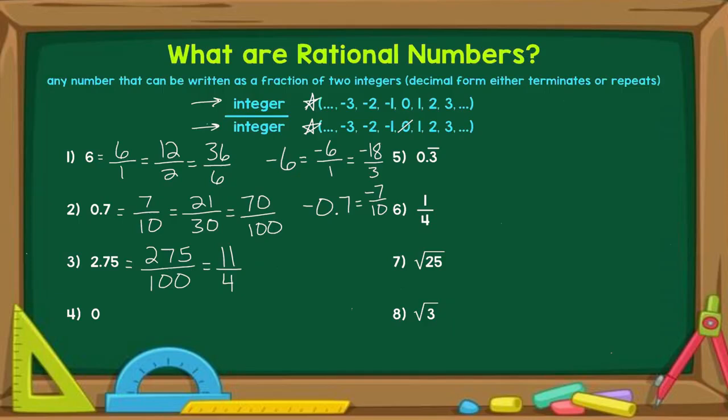Now, just like numbers 1 and 2, negative 2.75 is rational as well. We can write this as negative 110 over 40. Can we write that as a fraction of two integers?